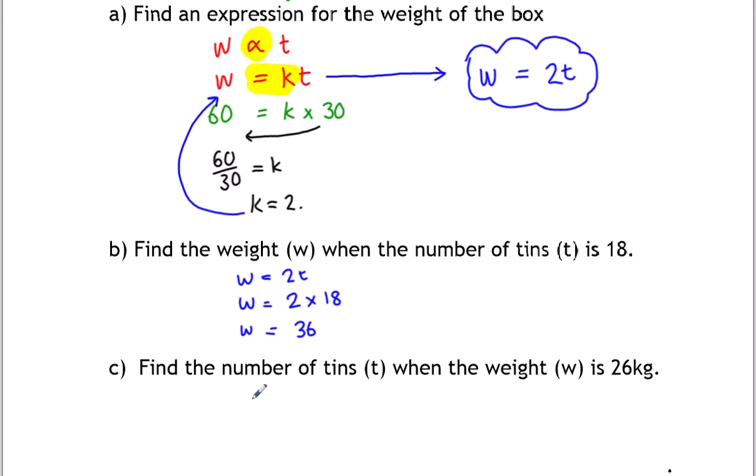Part C, find the number of tins when the weight is 26. So remember, W equals 2T, 26 equals 2 times something. If you take the 2 over and divide, 26 divided by 2 is T, so T is 13. In other words, if the weight is 26, the mass, then there must be 13 tins in the box.